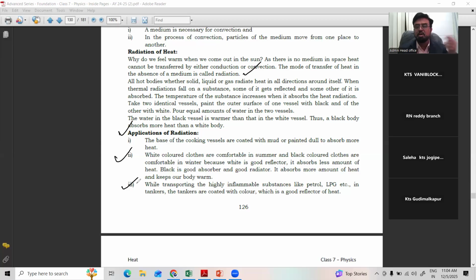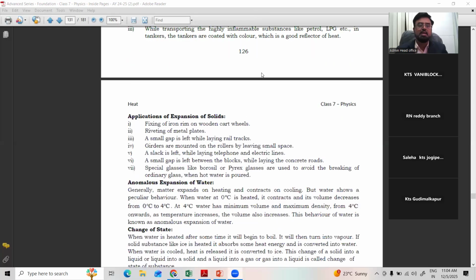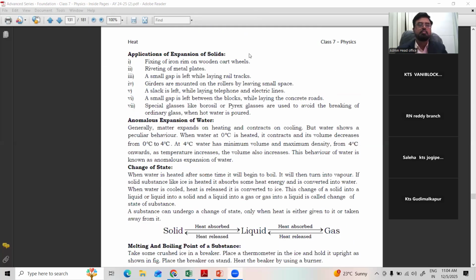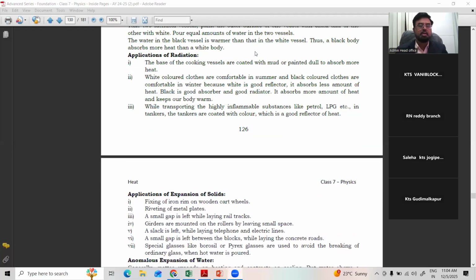Generally in hot summer, we wear white shirts, whereas in winter we wear black. So both are comfortable because of the radiation of heat in different ways. While transporting light inflammable substances like petrol and gas, the tankers are coated with a color which is a good reflector of heat. Otherwise, the heat will come in from outside. So they do not allow the heat to come in when you are carrying petrol or diesel. Correct? Radiator.